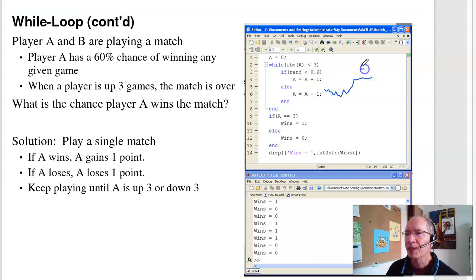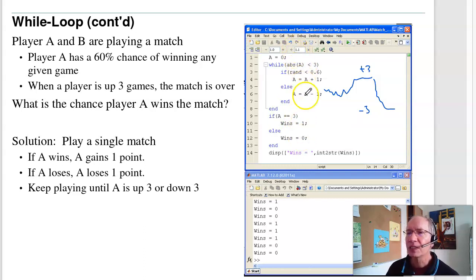If I ever get to +3, the match is over, A wins. If I get to -3, the match is over, B wins. So as long as the absolute value of the score is less than 3, keep playing. Once I get to 3, I kick out. Now if I'm at +3, A won the match, otherwise it lost.